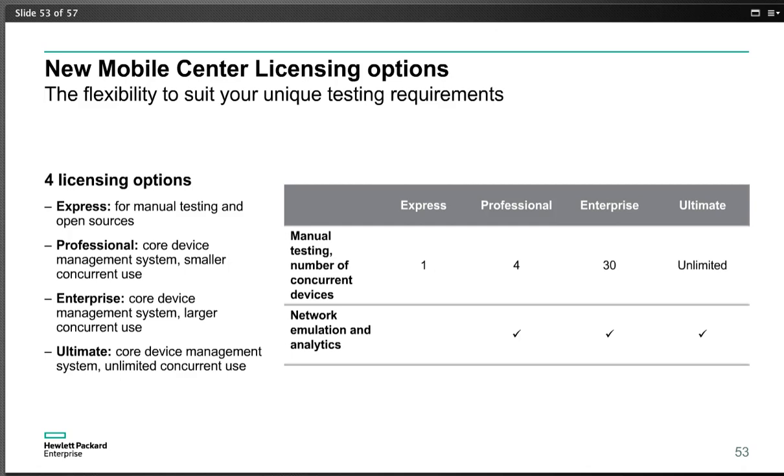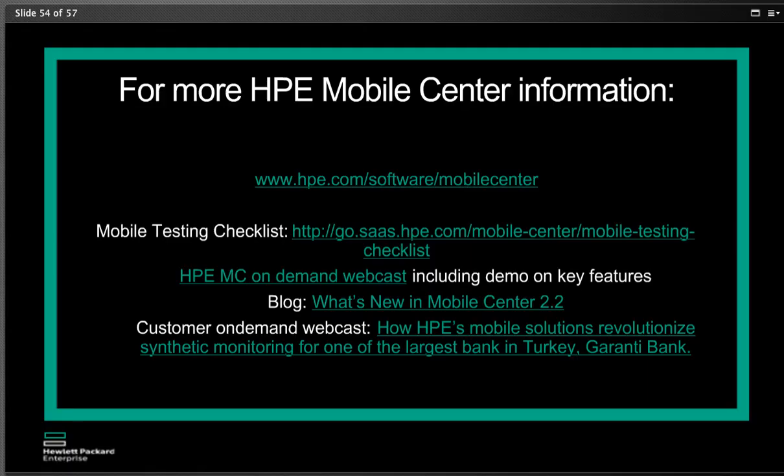And last but not the least, I'm happy to inform you also that in this latest 2.2 release, there is added flexibility to help you get started with Mobile Center. There are now 4 editions to choose from, anywhere from the Express to Professional, Enterprise, and Ultimate packages. So whether you just want to do basic manual testing on one device, or you have advanced functionality and concurrent access to multiple devices needs, you can choose the license that best suits your testing needs.